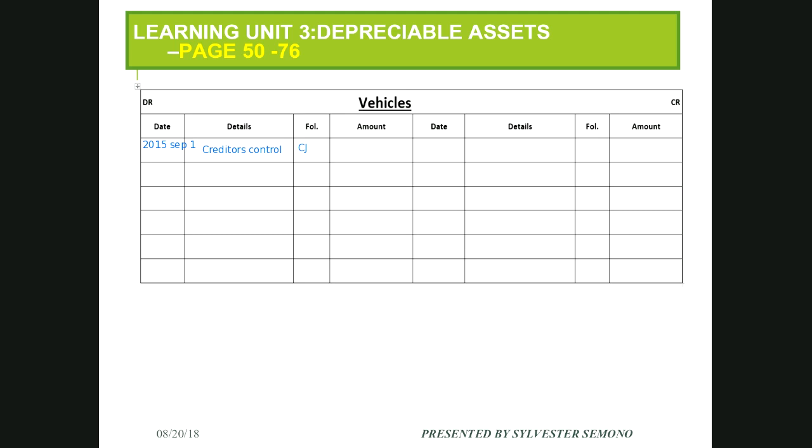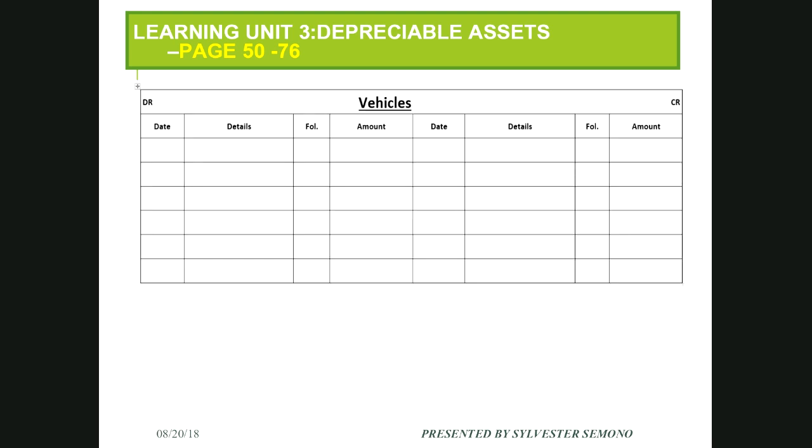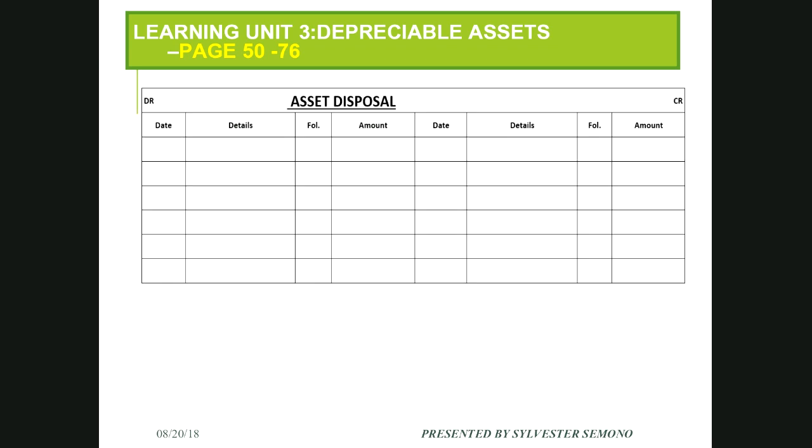235. For the amount, let me go back and check. Let me go this way. Let's just quickly check it. 375. 375. Okay, let me just quickly put it here. You're gonna put 375 here. Did you all get that? Under vehicles, right? Not asset disposal, sorry, I made a mistake. Let me go back there.